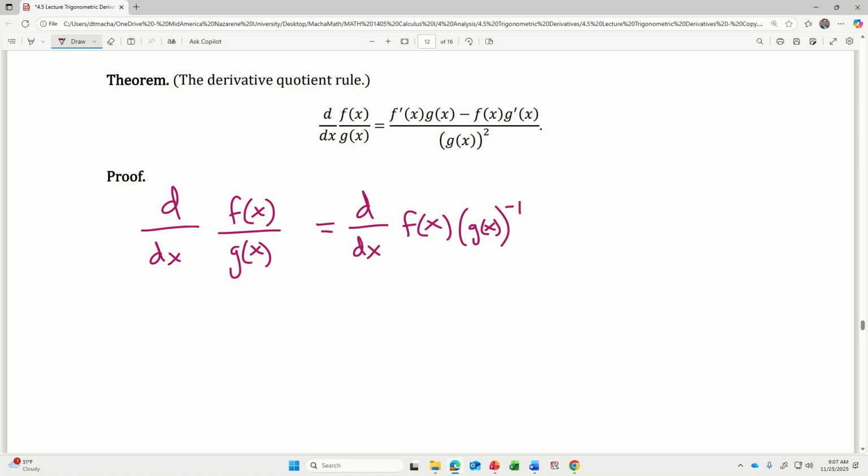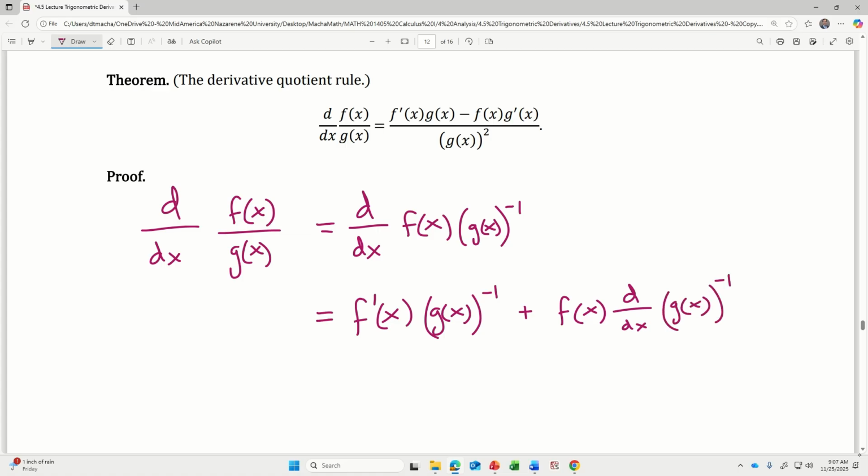And that means this would be the same thing as taking f prime of x times the reciprocal of g of x, plus f of x times the derivative of the reciprocal of g of x. Because this is the product rule, and we just proved the product rule. So now we're allowed to use the product rule. And the first part now is f prime of x divided by g of x, because dividing is the same thing as multiplying by the reciprocal.